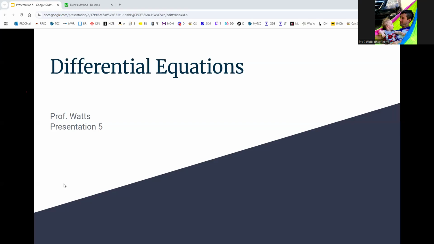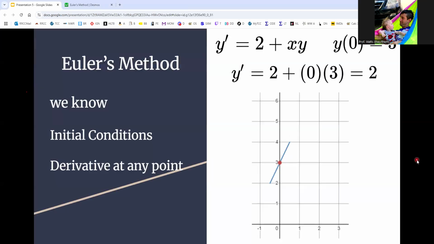All right, welcome to our presentation for Module 5, where we'll look at numerical methods for differential equations. So still looking at just first-order differential equations, we'll look at Euler's method and then methods that came from that. And we'll start with Euler's method, and we'll look at a specific example.